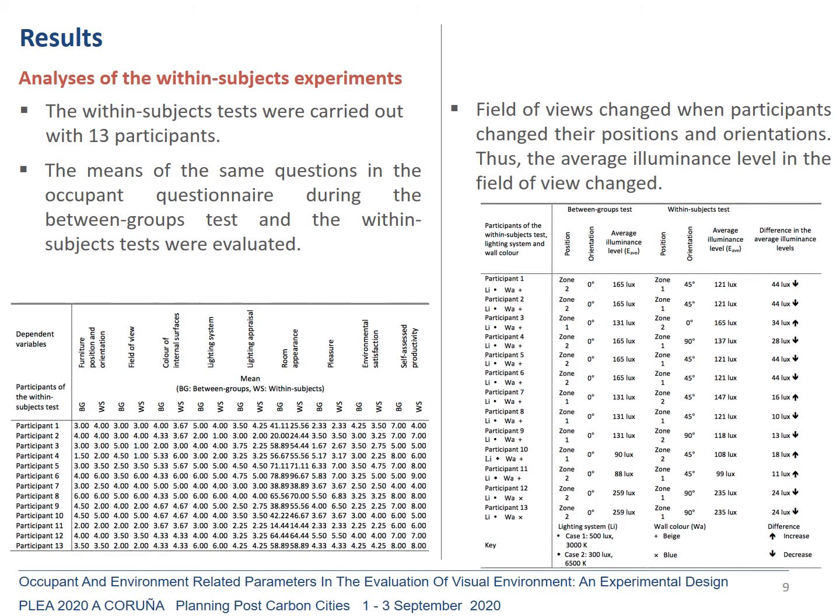In the within subject experiments, the means of the same questions were compared between group tests and within subject tests. And also, when the occupants changed their positions and orientations in the within subject test, their fields of view changed. So the illuminance levels in their field of view, in other words, the surfaces that they were facing, have been compared between group tests and within subject tests. So whether the illuminance levels decrease, increase, or remain the same.